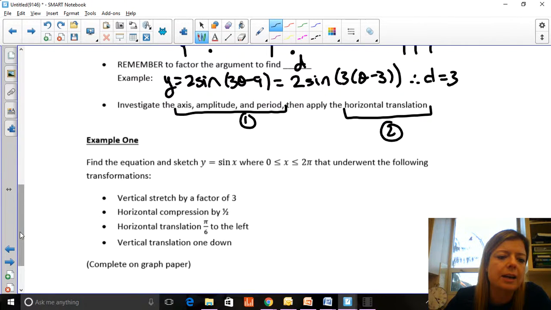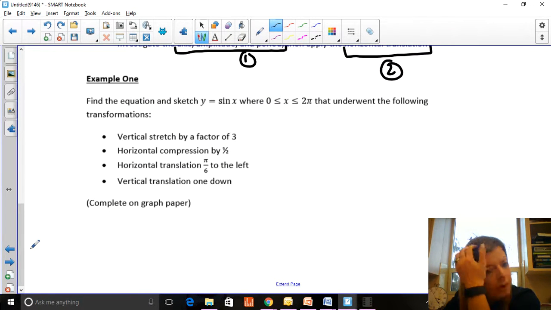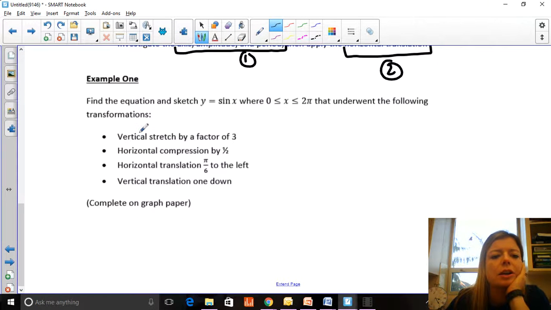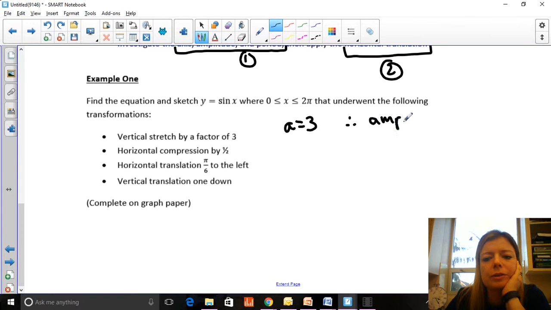Okay, so let's see this in action here. Find the equation and sketch y equals sine x just for one cycle, so between 0 and 2 pi, that underwent the following transformations. It's had a vertical stretch by a factor of 3. So that means our A value is 3. That also means the amplitude is 3. It's had a horizontal compression by 1/2.